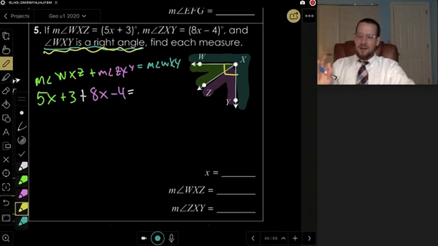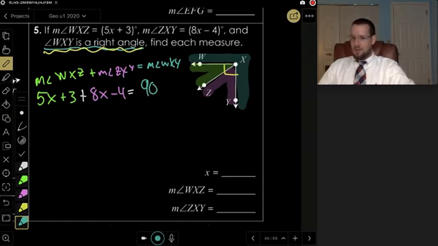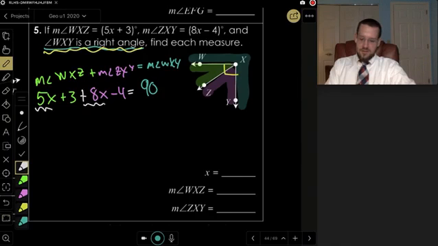Whenever we see that box, whenever we're told it's a right angle, then we must be able to conclude that this has to be 90 degrees, not 89.991 or 90.001. This is exactly 90 degrees. And so now we can go ahead and solve. So this is 5x plus 8x, this is 13x, plus 3 minus 4 is minus 1. And that's equal to 90.